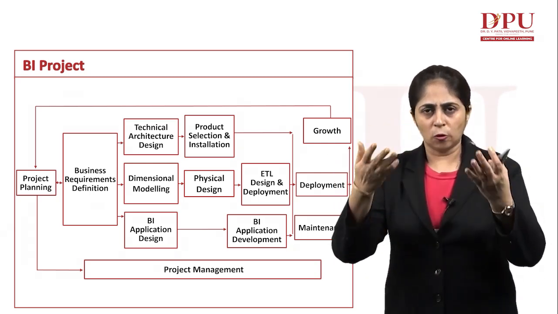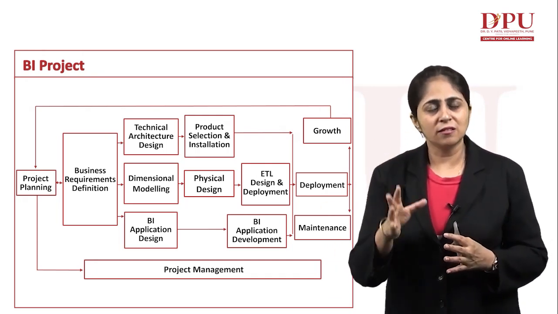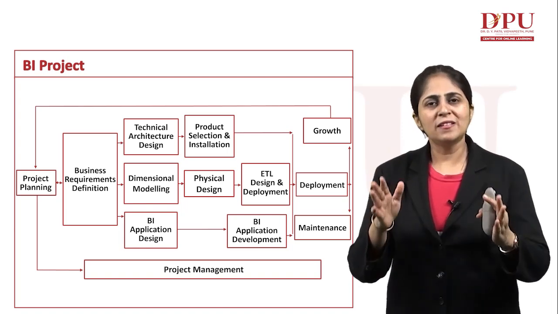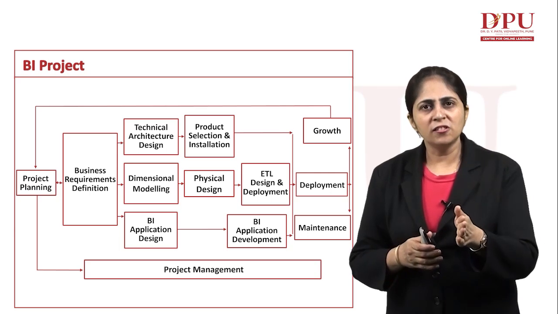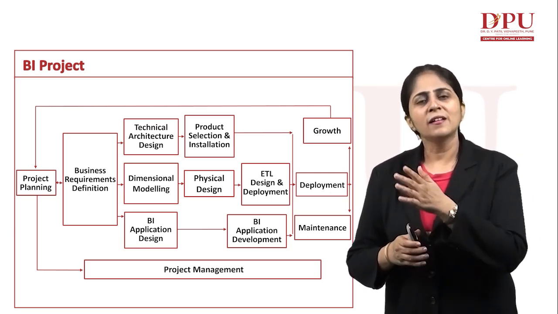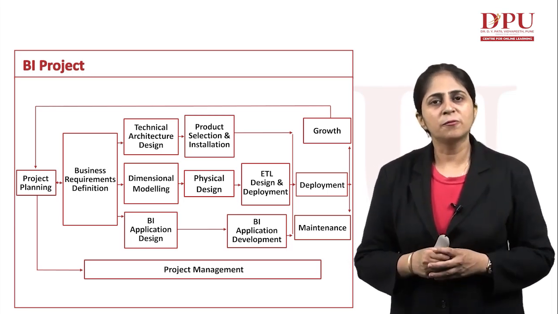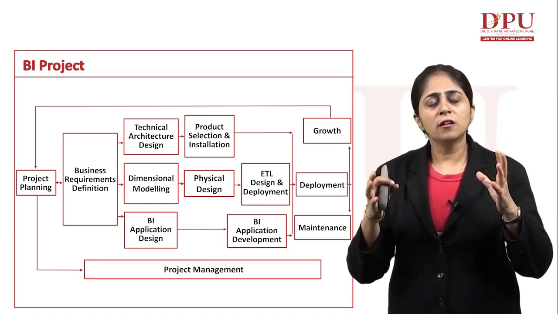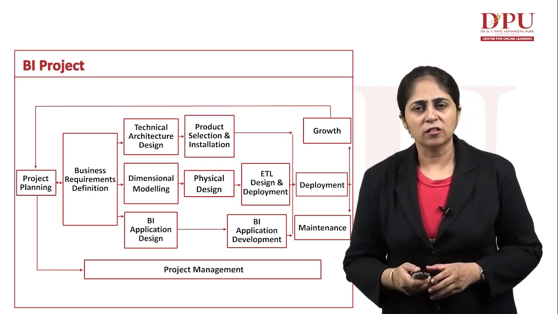So if we want to analyze what all phases we require for building this business intelligence project, we basically have these 6 phases: planning, definition, designing, development, deployment, and growth and maintenance. So these are the 6 phases that are required for building any business intelligence project.